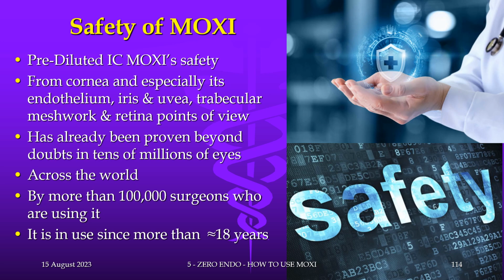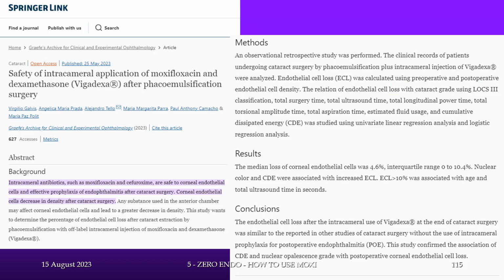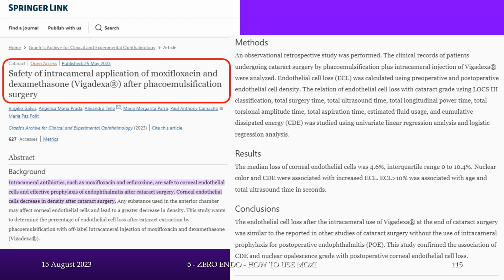has already been proven beyond doubts in tens of millions of eyes across the world by more than 100,000 surgeons who are using it, and it is in use since more than 18 years. If still in doubts, you can read this study and all its references. In fact, this group has used Vigadexa, the preservative-free combination of Moxi and dexamethasone from Alcon.